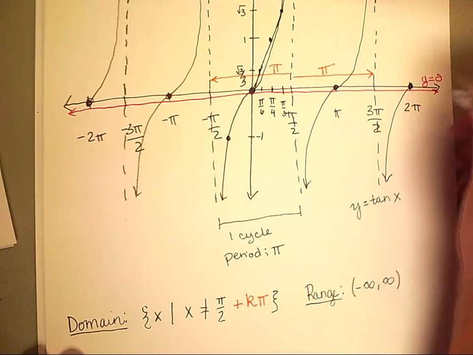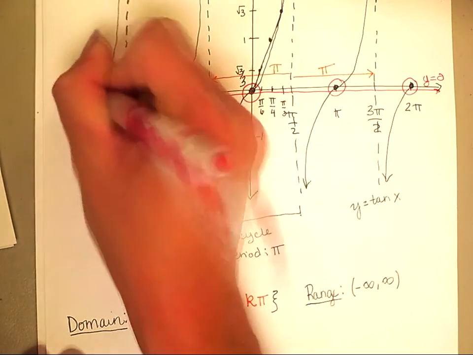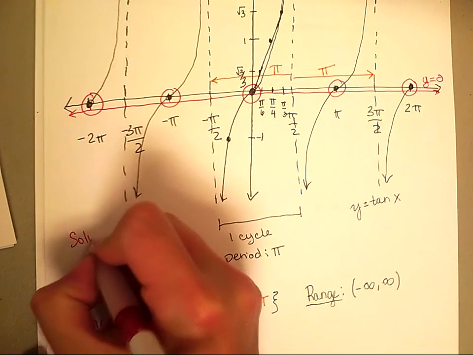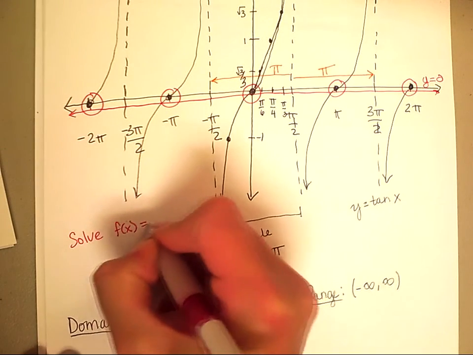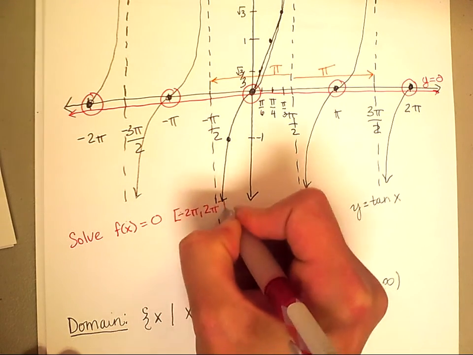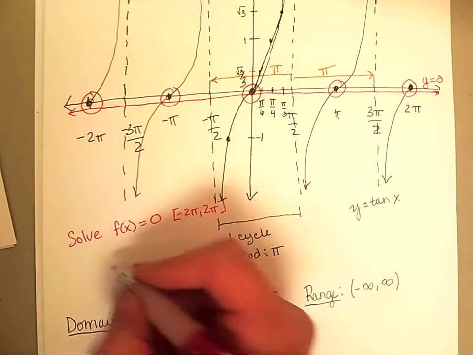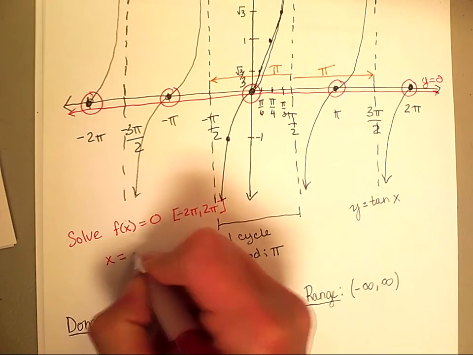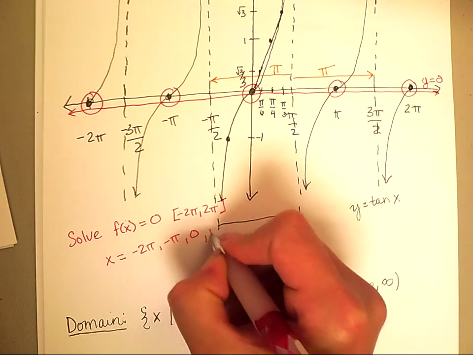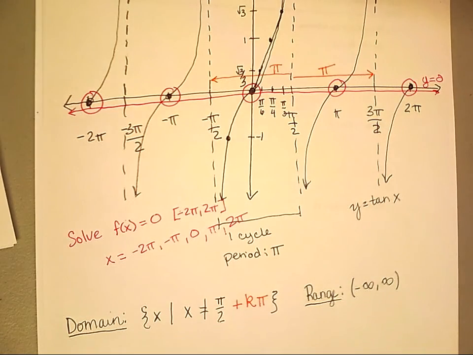Okay, so if I put that through, this is the line y equals 0, we can see there's 1, 2, 3, 4, 5 intersection points here. So if we have to solve f of x equaling 0 on negative 2 pi to 2 pi, it's a good thing we restricted these because there's an infinite amount in both directions. Then we can see that x is equal to negative 2 pi, negative pi, 0, pi, and 2 pi.